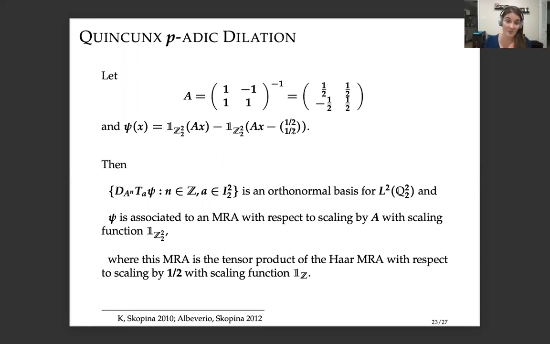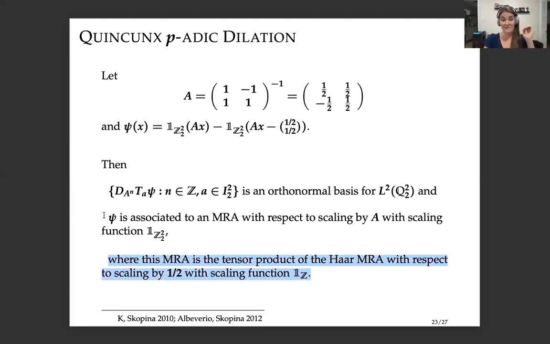And that wavelet is actually associated to a multi-resolution analysis with respect to scaling by A. And it has scaling function that's just like with Haar, it's just that indicator function of the two-adic integers squared. But what's kind of weird is that this multi-resolution analysis structure is the tensor product of the 1D Haar multi-resolution analysis structure. Why this should be surprising is that these 1D structures, if we were to think about what happens in the reals, they're just scaling by 2.